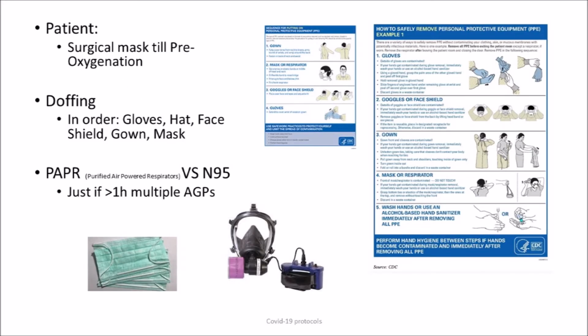To protect the patient and mitigate the patient's risks, the patient should put on a surgical mask until the time of pre-oxygenation. For donning and doffing, we should adhere to protocols and keep in mind that for removing the PPE, the order would be gloves, goggles or face shield, gown, face mask or PAPR, and finally hand hygiene. It is recommended to use PAPR instead of N95 masks. However, you can make exceptions, for example, if it's not available or difficult to use, or if you're staying for more than 1 hour to perform AGPs on suspected or confirmed C19 patients.